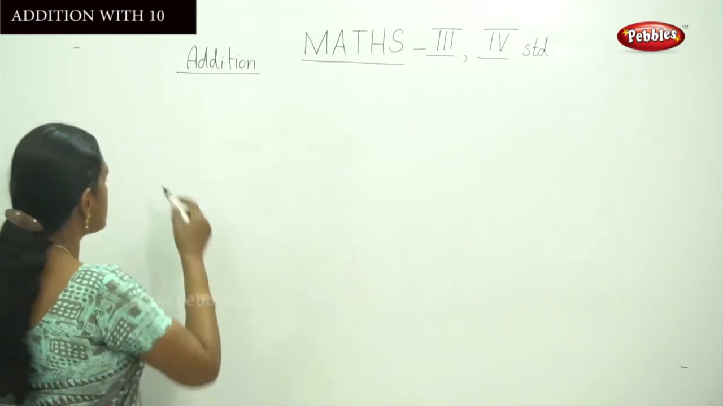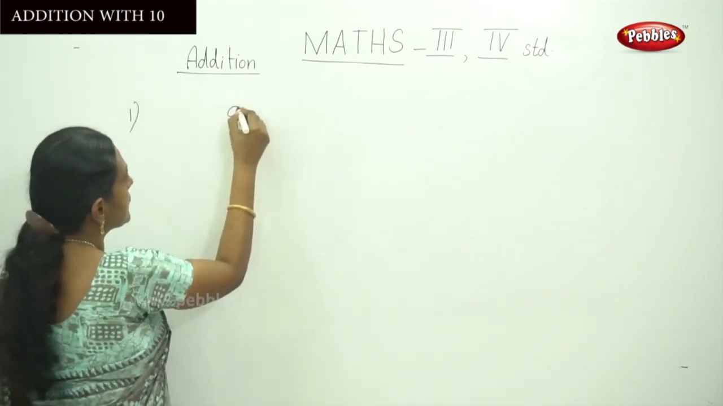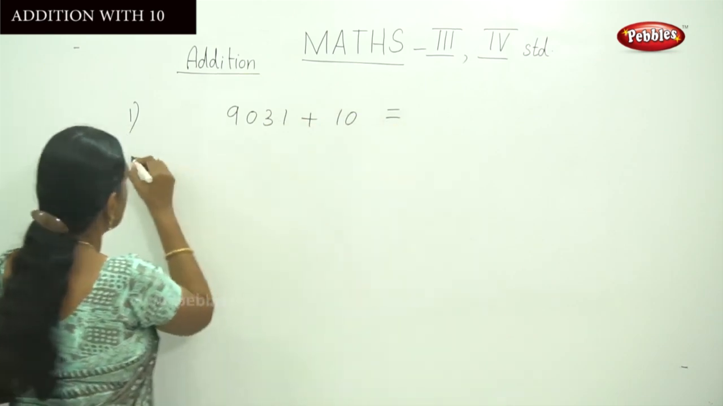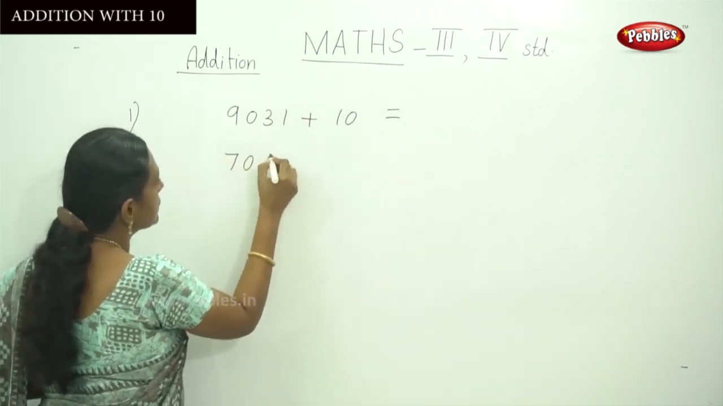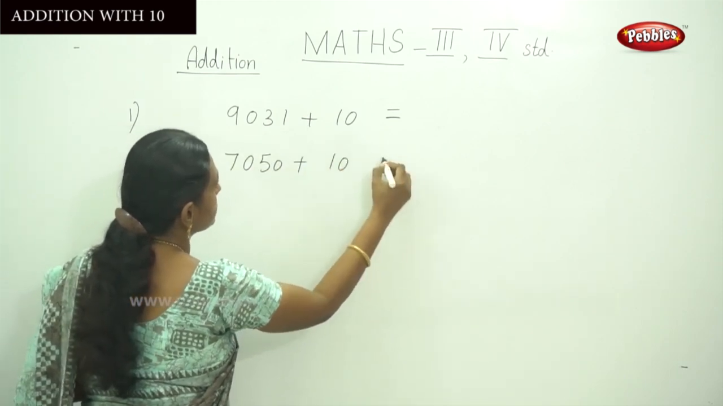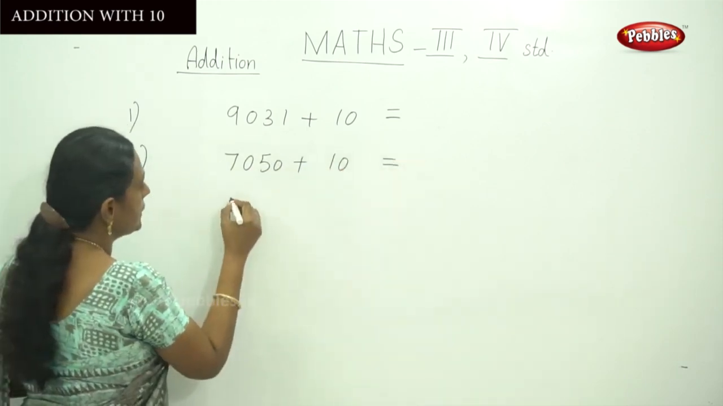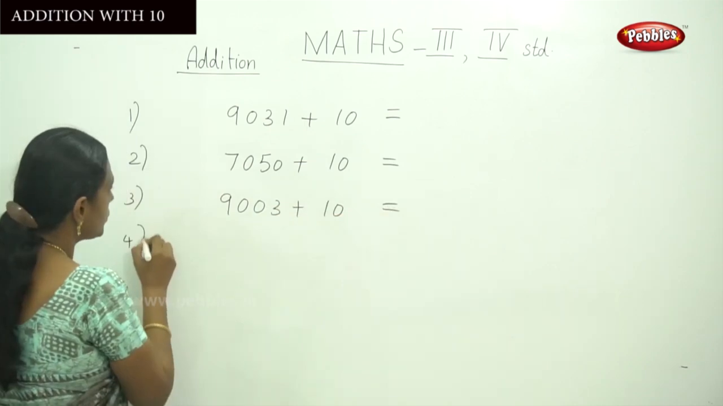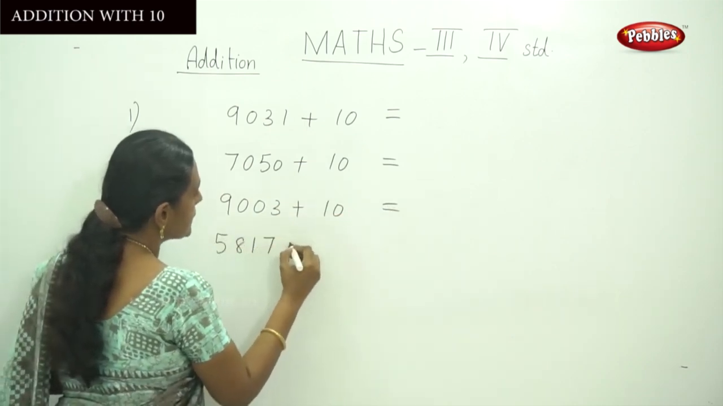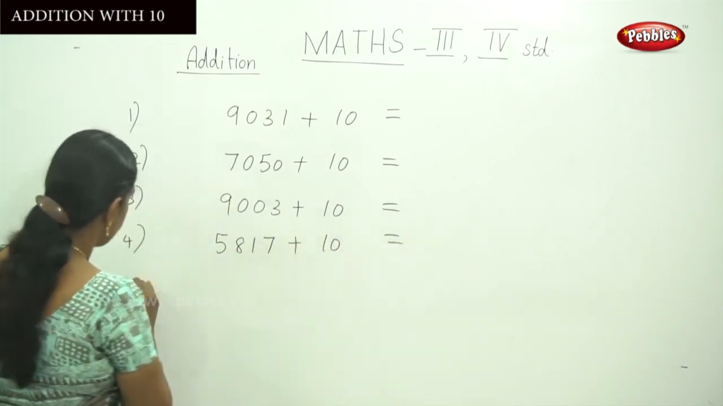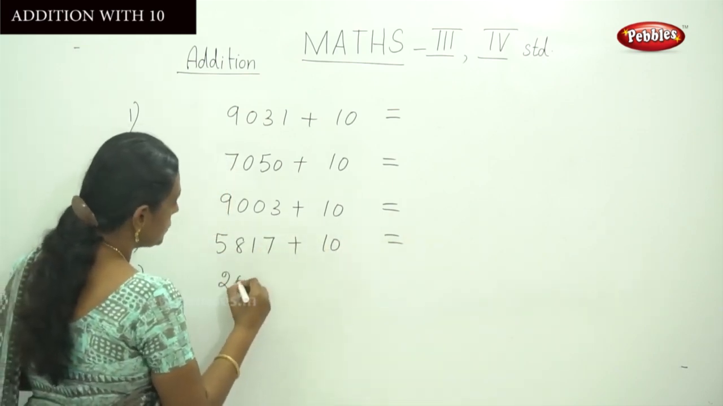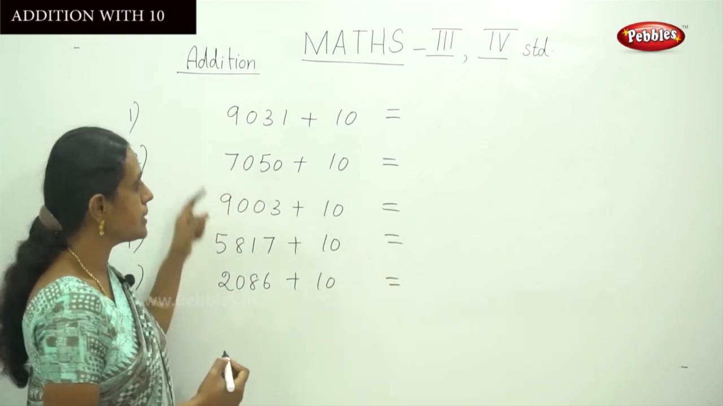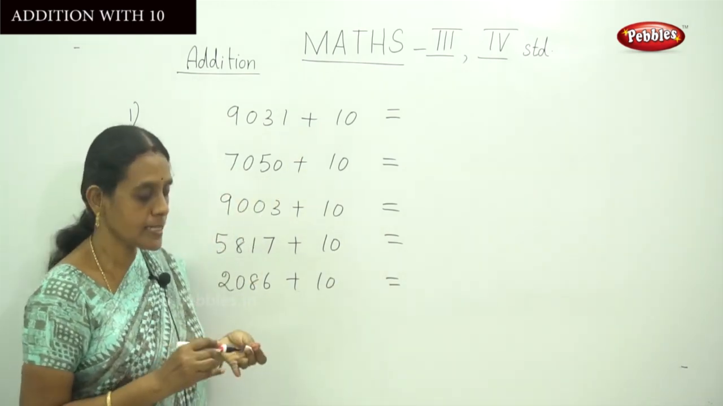Let me see. The first sum is 9031 plus 10. And the second sum is 7050 plus 10. And the third one is 9003 plus 10. And the fourth one, 5817 plus 10. And the fifth one is 2086 plus 10. All these numbers are only being added with the number 10.